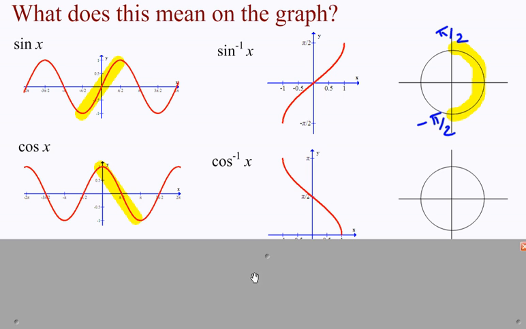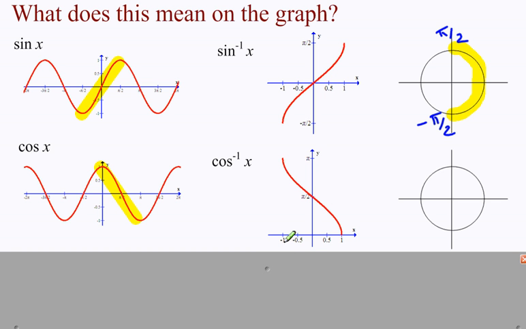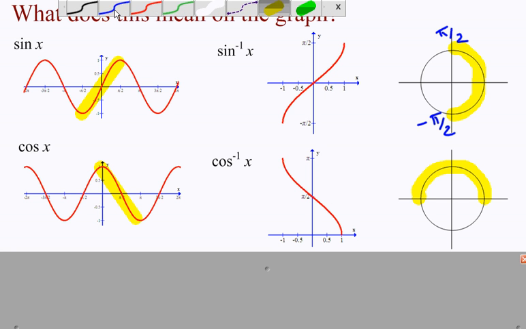And so you can see that if we look over here, same thing, our y values, -1 to 1, became our x values. And now our x values from 0 to pi became our y values. But you'll notice we went from 0 to pi. So that means all our answers for inverse cosine are going to go between 0 and pi. We'll just mark that on this graph. So our answers will be between 0 and pi.